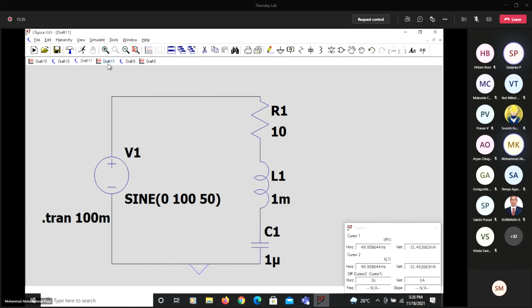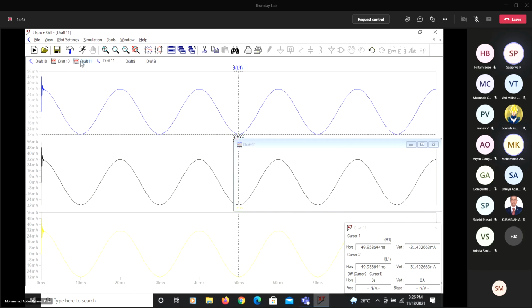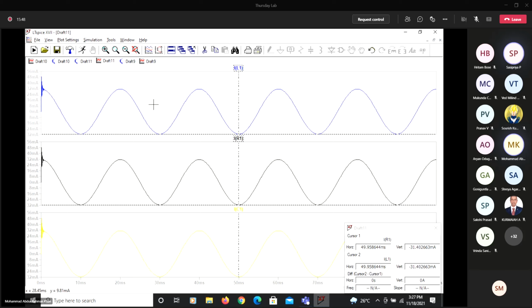So 10 nodes, 1 millihenry, 1 microfarad, 100 hertz, running for 100 milliseconds. Yeah, go to your simulation waveform or run from the beginning. Anyways, anything is fine. So now you just combine your. Okay, now from this, what is your current value? I of R1. What is the magnitude of current?